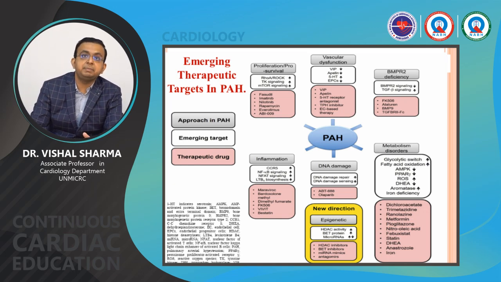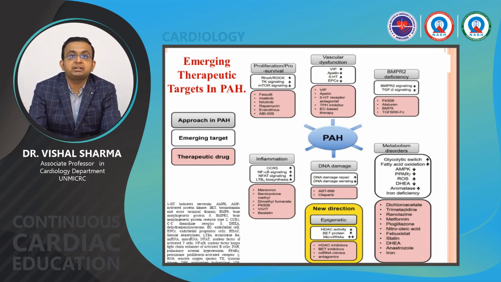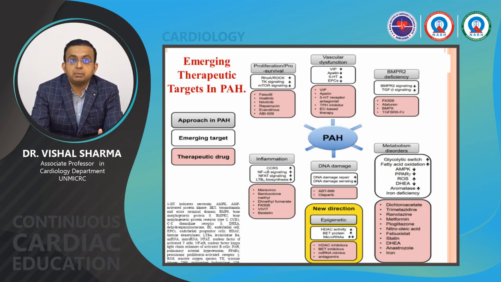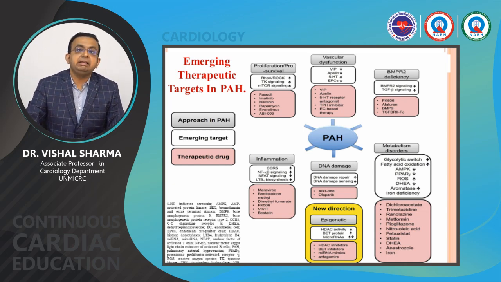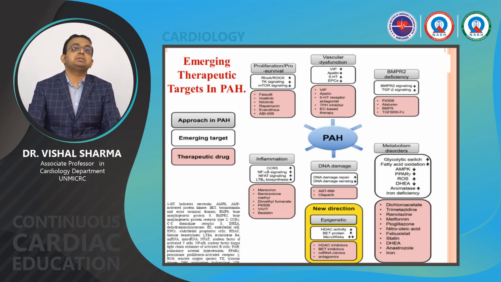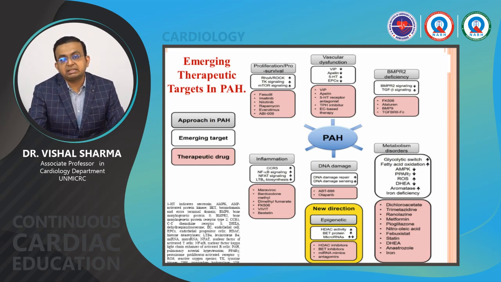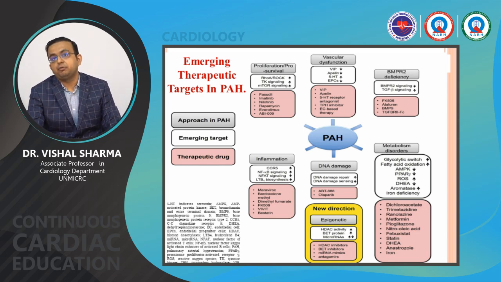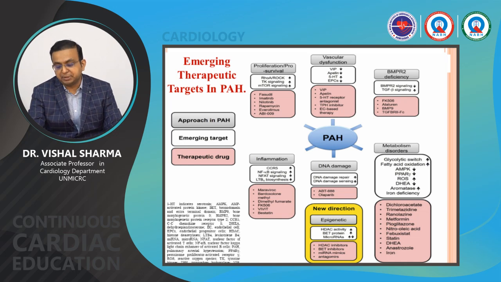So these newer therapies involve drugs which are acting on proliferation, vascular dysfunction, and the drugs which are acting on the bone morphogenetic protein receptor 2 gene. We have drugs which would act on metabolism, DNA damage, and also inflammation. So these are the groups of drugs that are being actively investigated in these patients, and I believe in the next 5 to 6 years there will be at least the addition of 1 or 2 drugs in this group of patients.